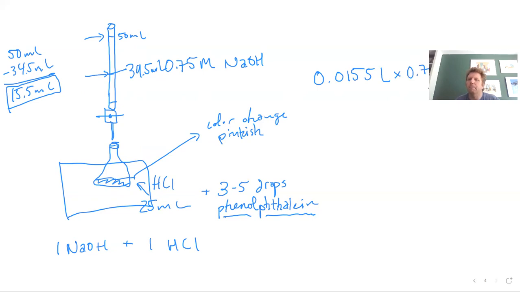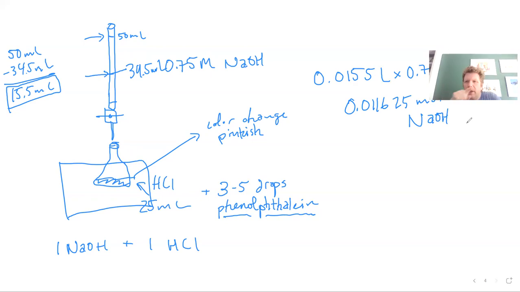I'm going to multiply this by my concentration, 0.75 molar. Okay, so when I have liters and molarity, which is moles per liter, I will get, let me use my calculator, 0.0155 times 0.75, and I get 0.011625 moles of NaOH. So that's the exact number of moles of sodium hydroxide that I had to add to neutralize the HCl.